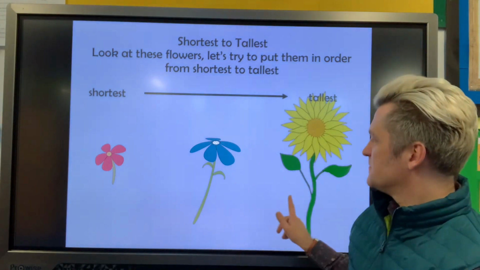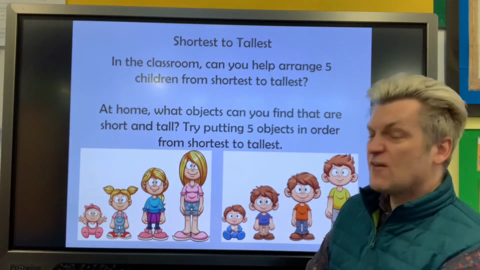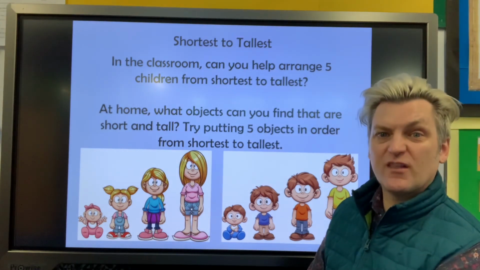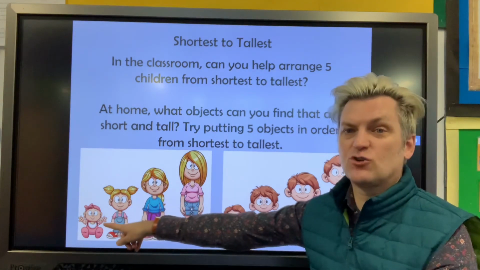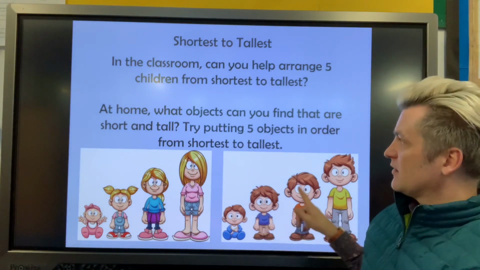All right. Now, I want you to have a little think, all right? If you're in the classroom, then maybe you could get some children and try and put yourselves in the right order like this. Look, we're going from the shortest all the way up to the tallest. And the same here as well.